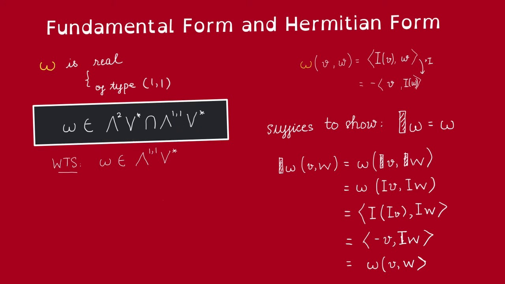Up next, we're going to talk about the Hermitian form induced by omega, the scalar product, and the almost complex structure.